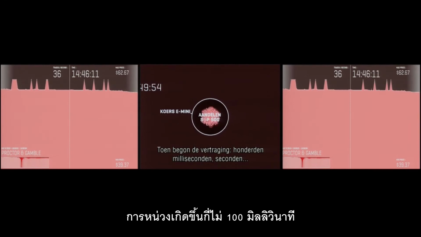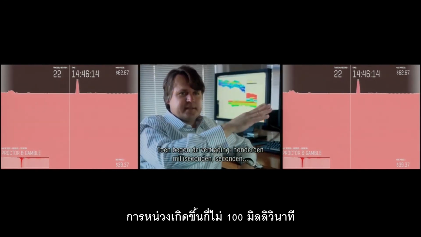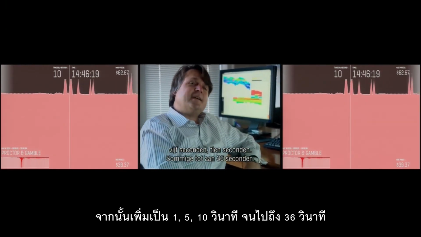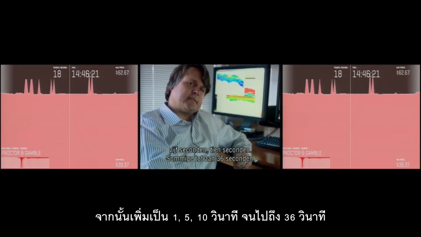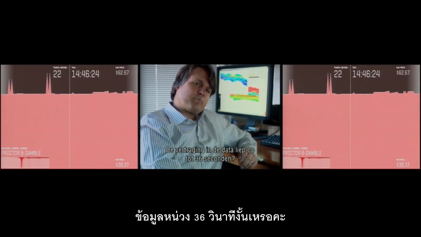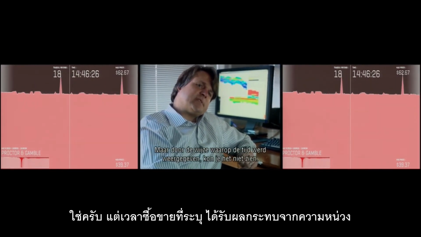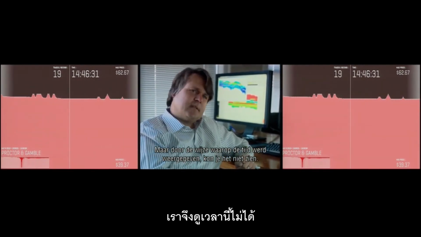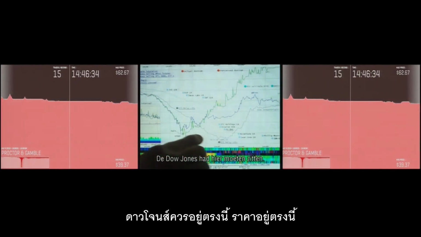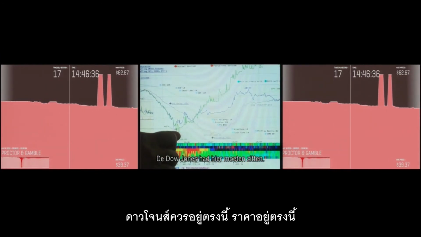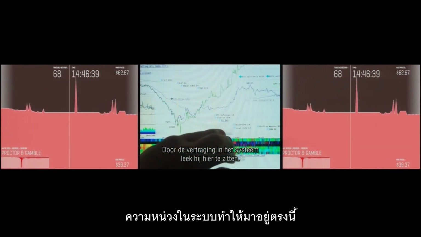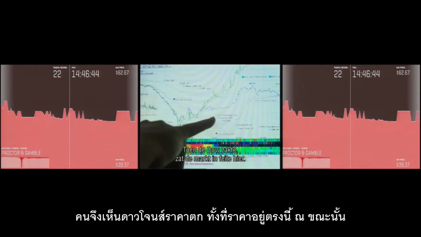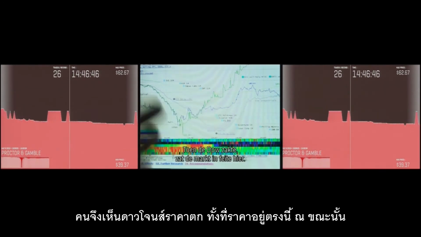That's when the delay started: a few hundred milliseconds, and then a few seconds, and then 5 seconds, and then 10 seconds. And then some of them went all the way to 36 seconds. So the delay in the data was 36 seconds. Right, but the way the timestamps occur, it hid the delay, so you couldn't see it. The Dow Jones should have been here. The real price was here. The delay in the system caused it to appear like it was over here. So when people were seeing the Dow dropping, this was really where the market was at that moment in time.